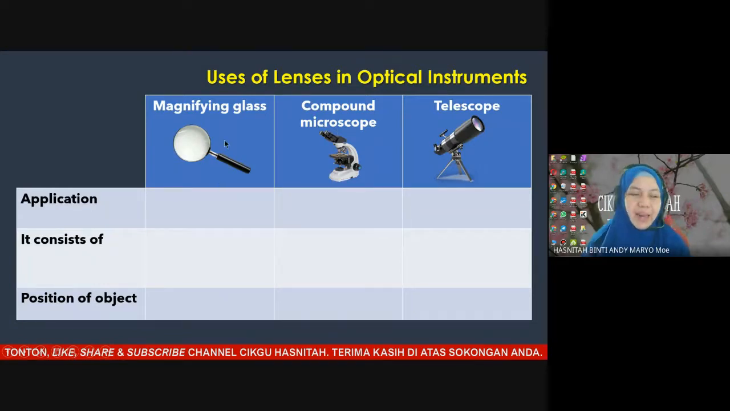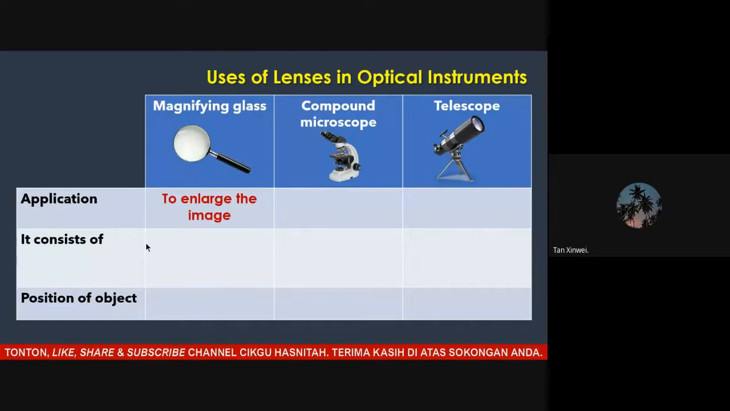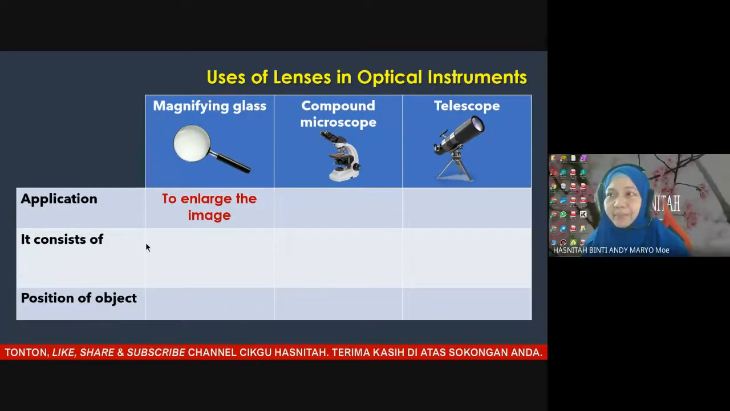Magnifying glass. What is the purpose of a magnifying glass? Students, we use a magnifying glass for what? Anyone? To see what? You can use a magnifying glass to see things that we cannot observe easily, any object. So when you use a magnifying glass, it will enlarge the image.